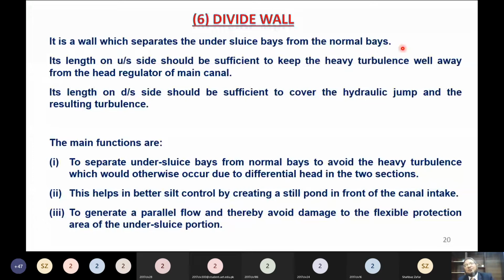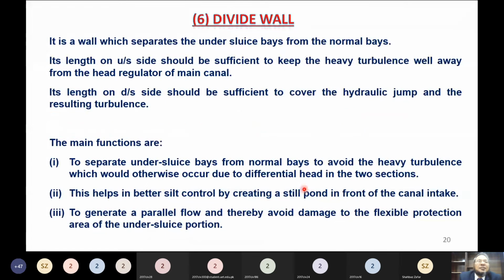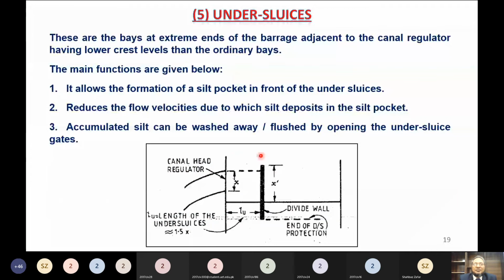But how do we compute the length of the divide wall on the upstream side? X dash we will discuss later on. Its length on the upstream side should be sufficient to keep the heavy turbulence well away from the head regulator of the main canal, so that there is no heavy turbulence here.